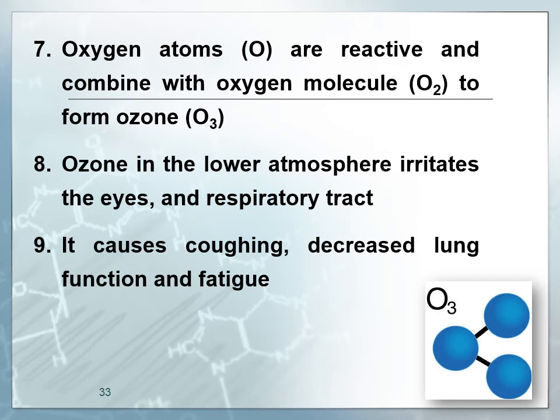In the upper atmosphere, the stratosphere, ozone is good because it protects us from harmful ultraviolet, but in the lower atmosphere, it will irritate the eyes and respiratory tract, and can cause coughing, decreased lung function, and fatigue. It also can damage trees and crops.